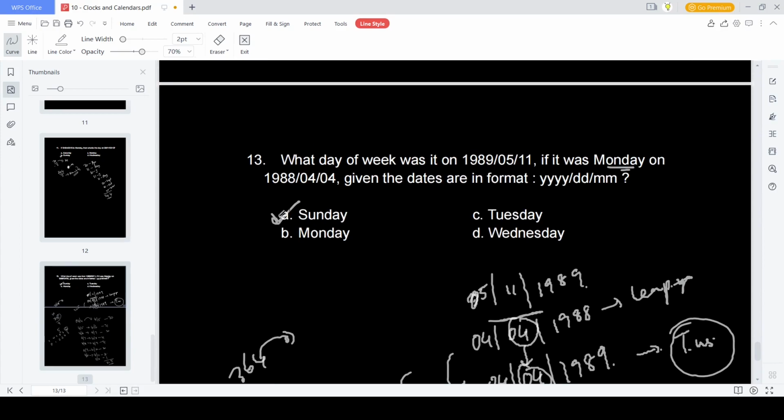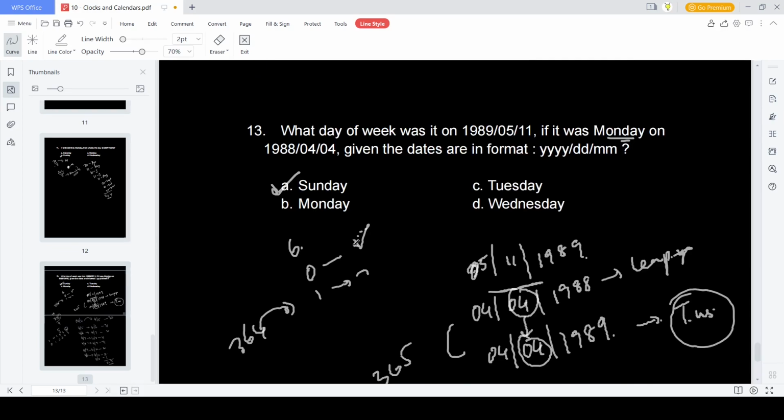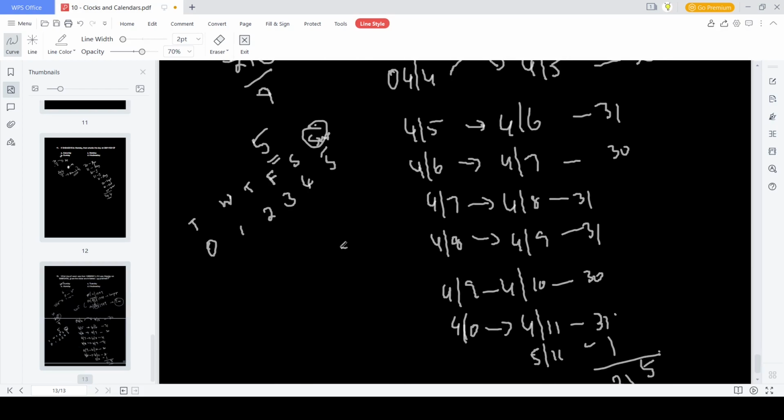Always think in mod 7. Remainder 0 means the day doesn't change, remainder 1 means go one day forward, and so on up to remainder 6. So with this question we come to the end of clocks and calendars.